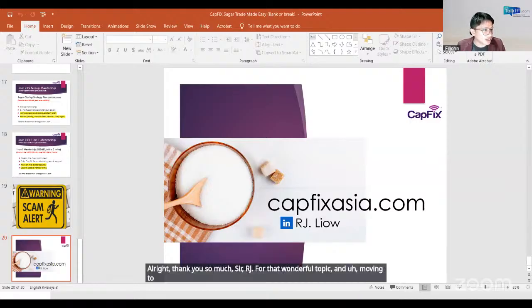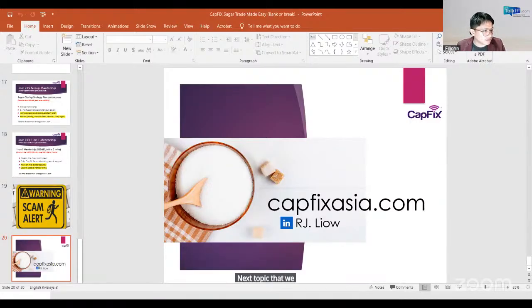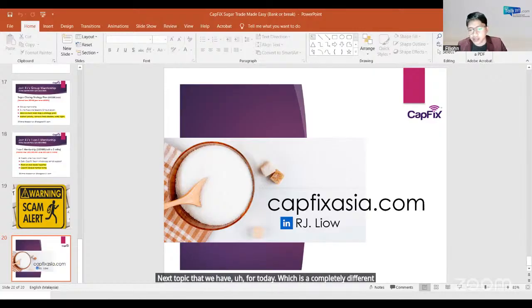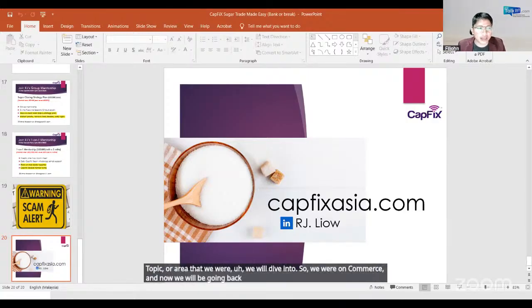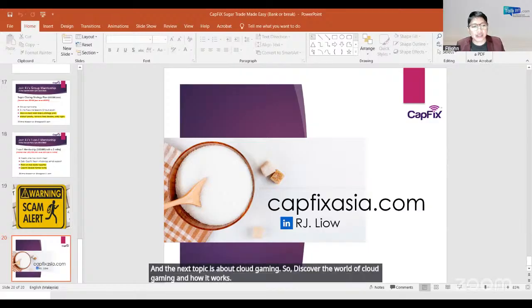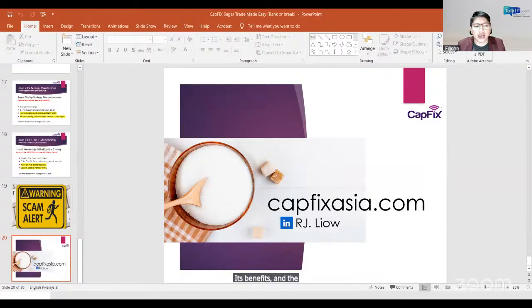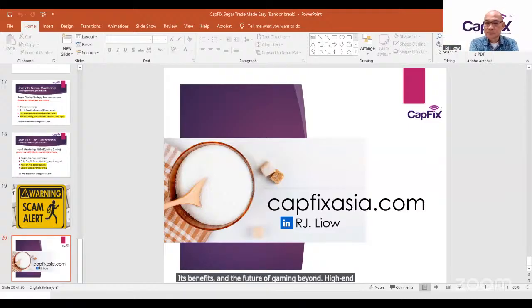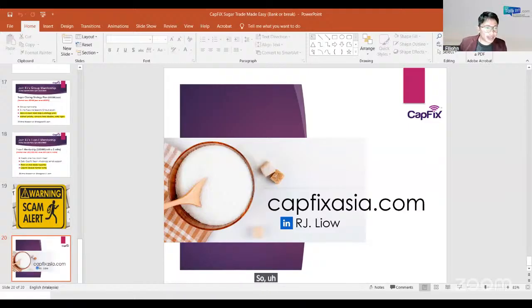Moving to the next topic that we have for today, which is a completely different area that we will dive into. We were on commerce, and now we will be going back to technology. The next topic is about cloud gaming. Discover the world of cloud gaming, how it works, its benefits, and the future of gaming beyond high-end hardware.